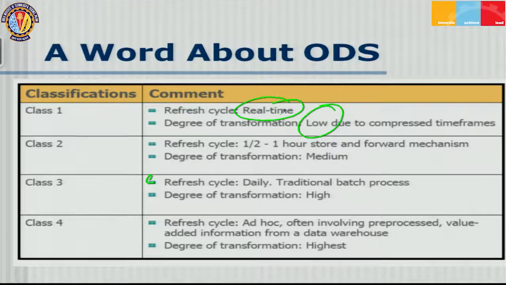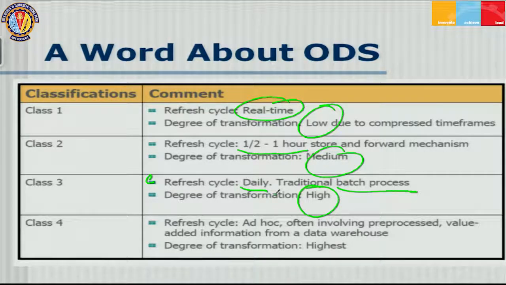Then we have class 2. Class 2 is from half hour to 1 hour, a store and forward mechanism. So you group the data that is generated in the last half hour or 1 hour and then load it into the data warehouse. And the degree of transformation is medium. And the third class, the refresh cycle is daily, and this is the traditional batch processing, and I can do a lot of transformations if I need to. And class 4, the refresh cycle is ad hoc, often involving pre-processed value-added information from a data warehouse, and the degree of transformation is highest.